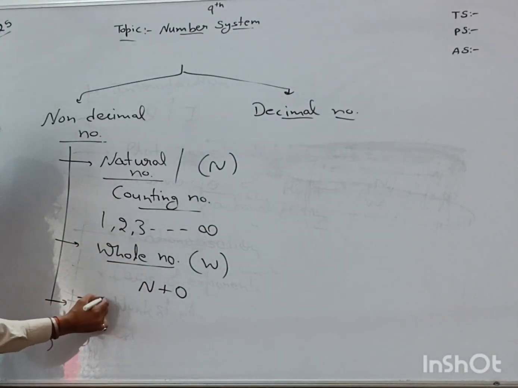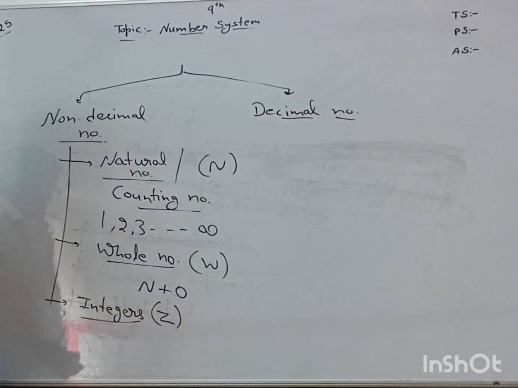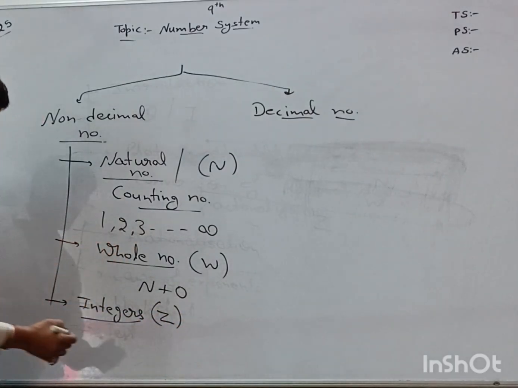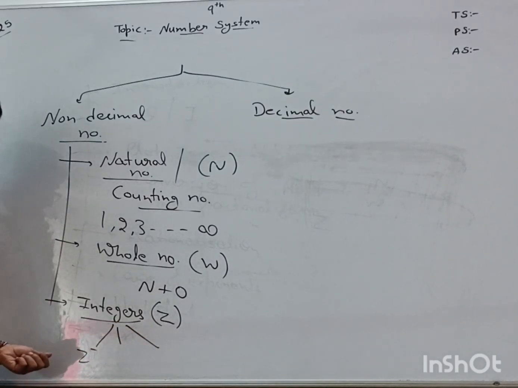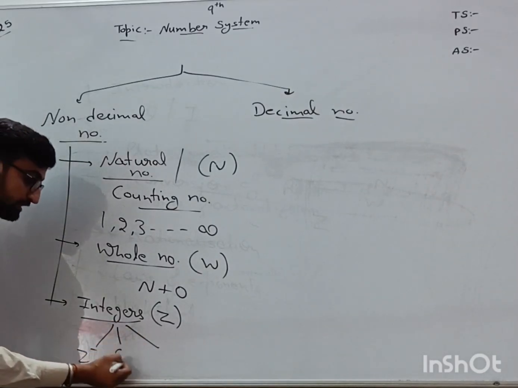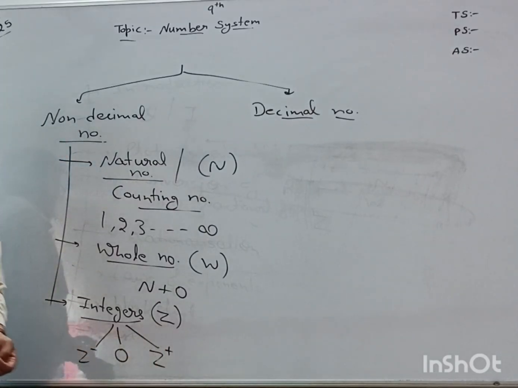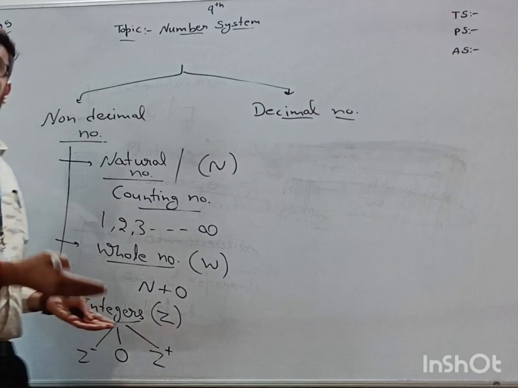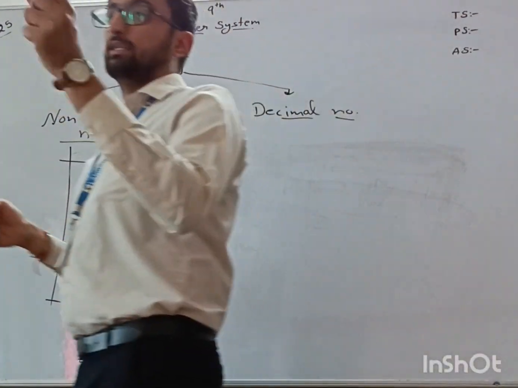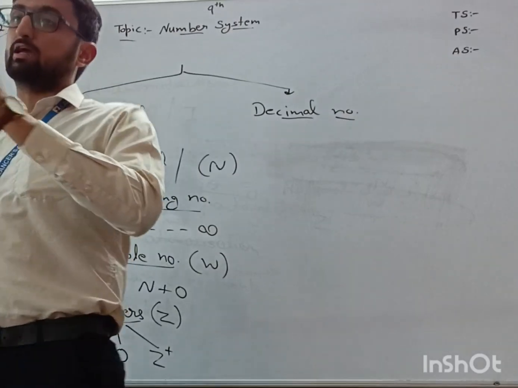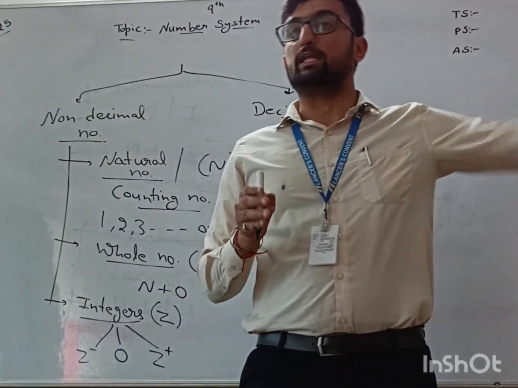And then we have integers denoted by Z. This integer is further divided in 3 types, which are negative integers, which denoted by Z minus, zero integer denoted by 0, and then positive integer denoted by Z plus. Negative integer contains all negative natural numbers. Why I am saying this as negative natural? Because we have negative sign with natural numbers. -1, -2, -3 goes up to minus infinity.